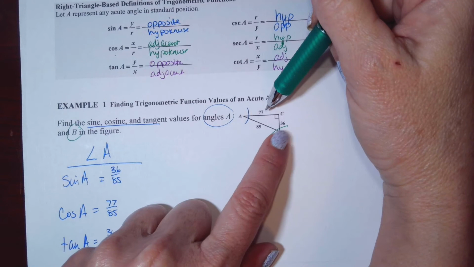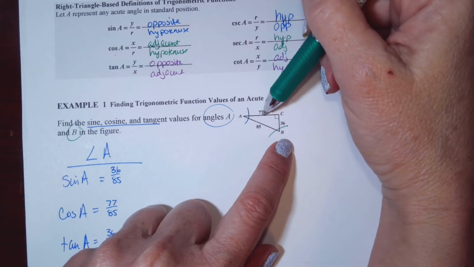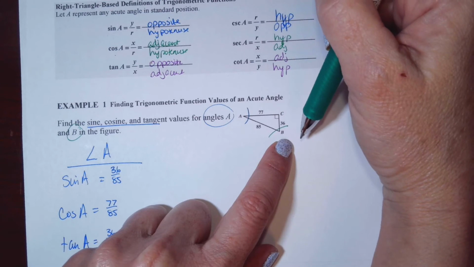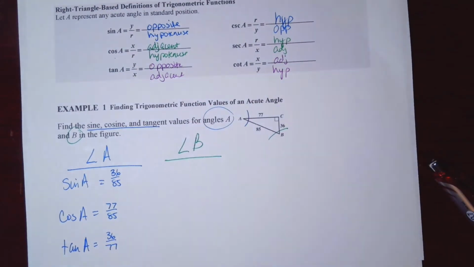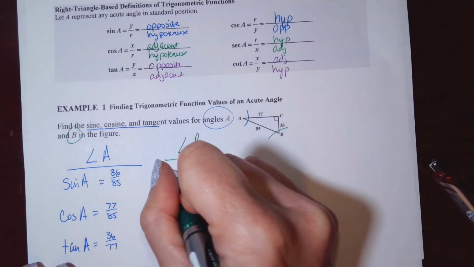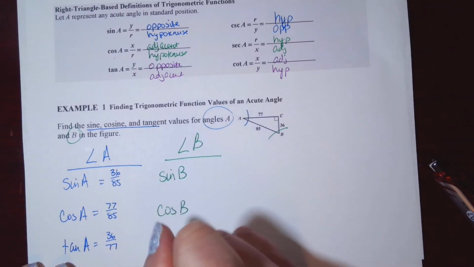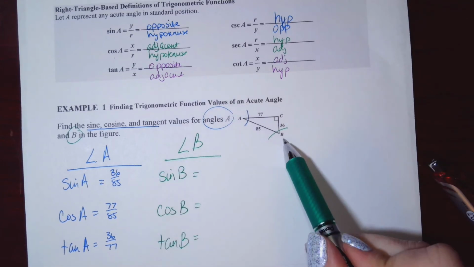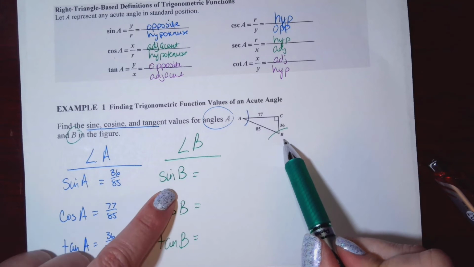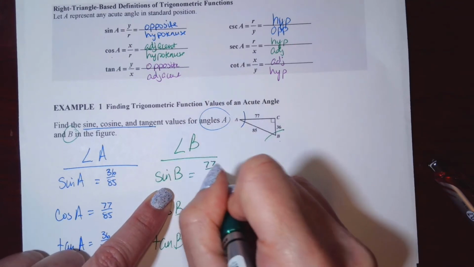Now since my focus is over here on angle B, 77 is the length of the side opposite, and 36 is the length of the side adjacent. So let's set up our three main trig function values for angle B, focusing again on this as my angle B. Sine is opposite over hypotenuse.